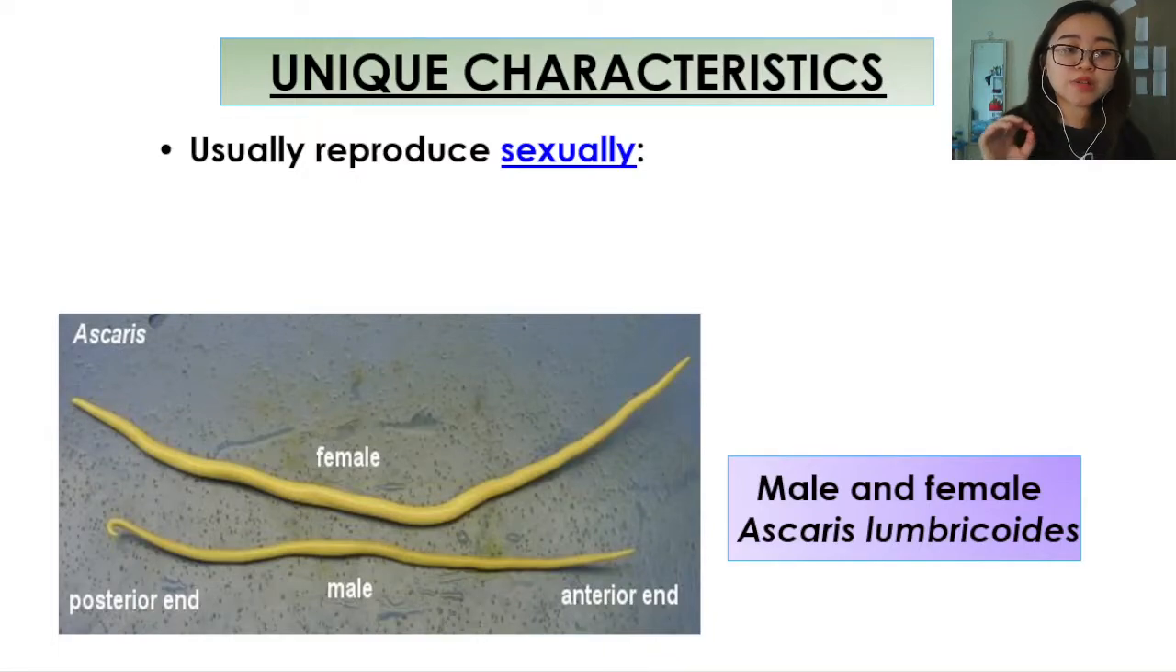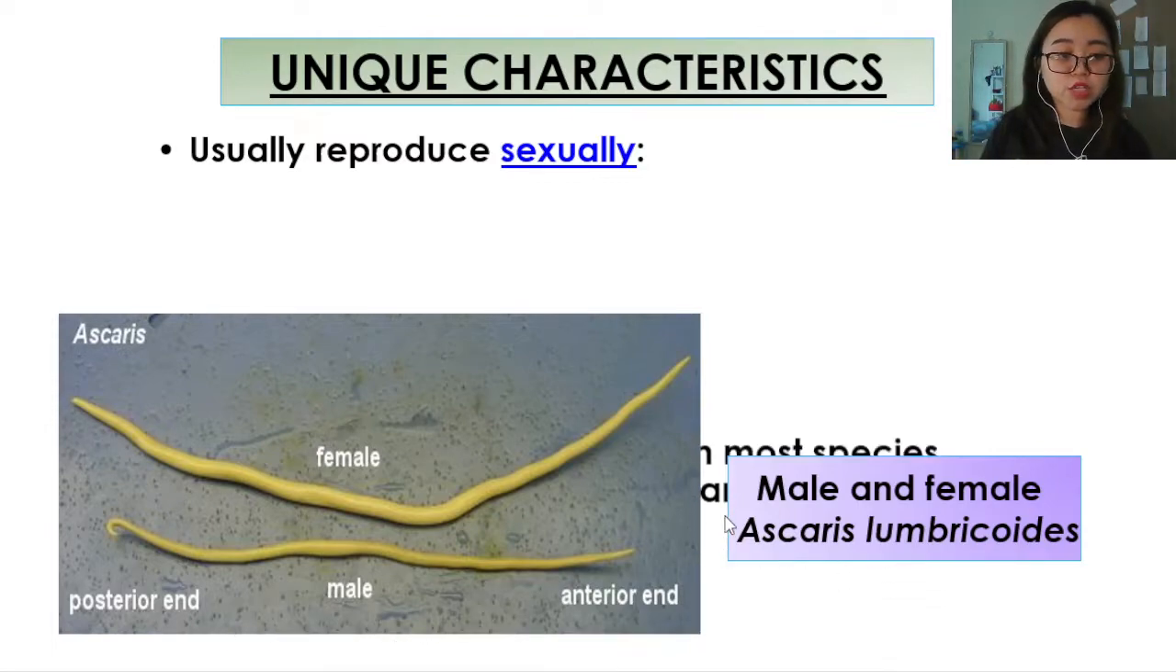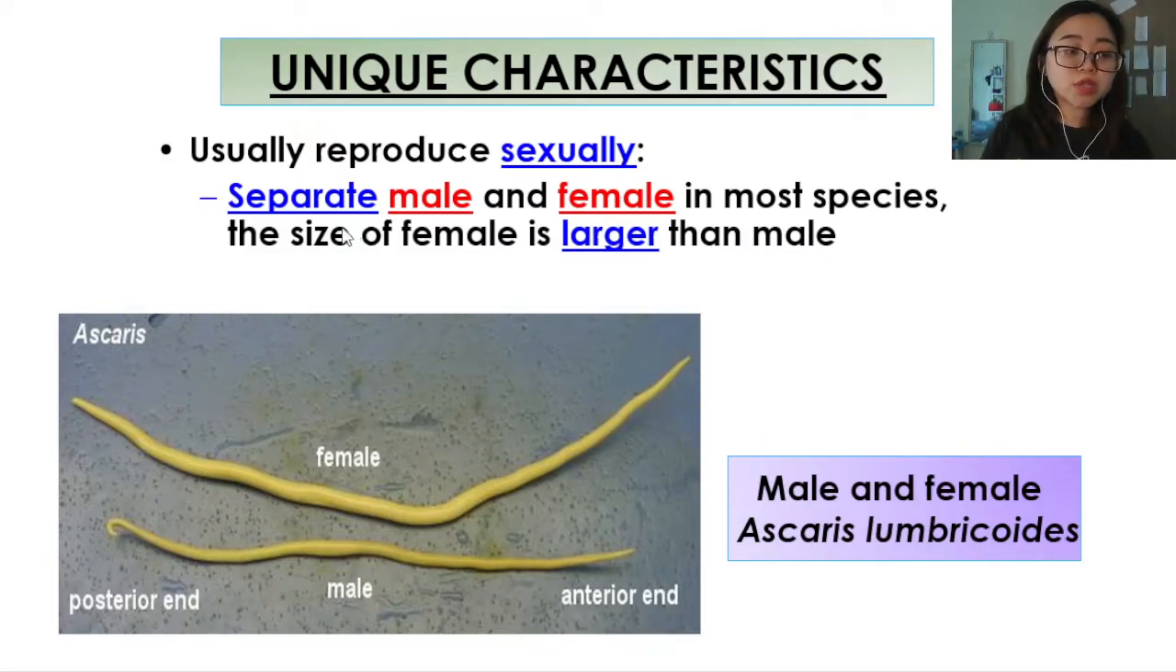Next, we'll talk about how the nematodes look different sexually and how they reproduce. Nematodes usually reproduce sexually. They prefer sexual reproduction. So the nematodes would have separate male and female in most species. Usually, the size of the female will be larger than the males.